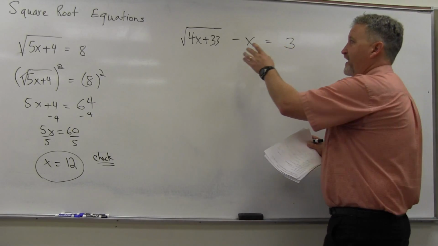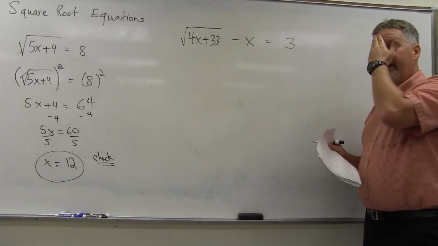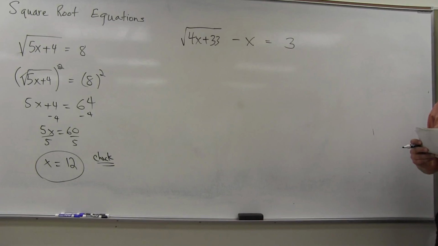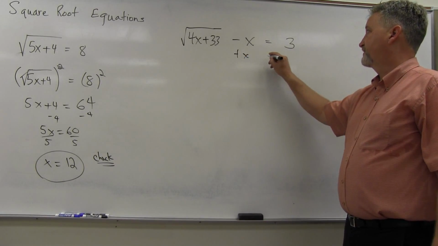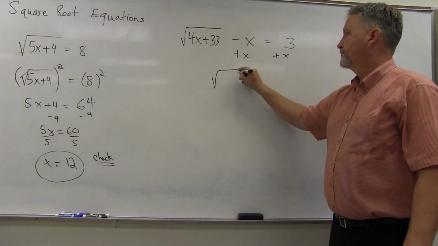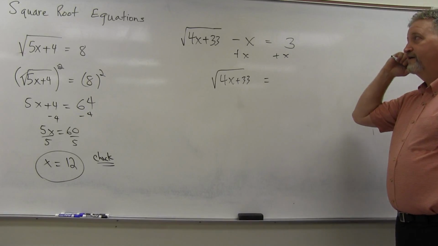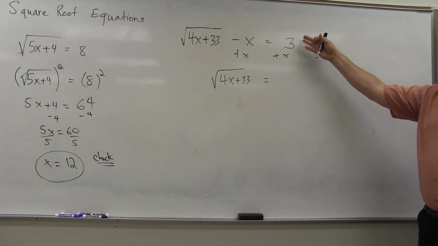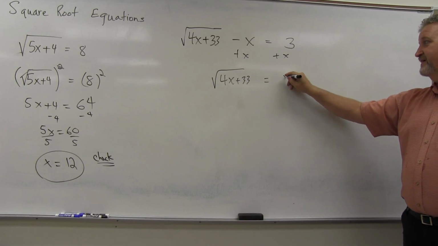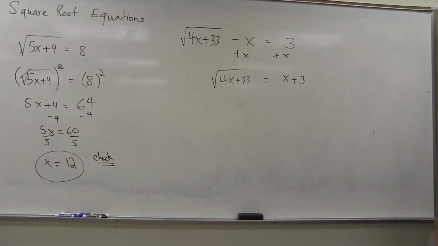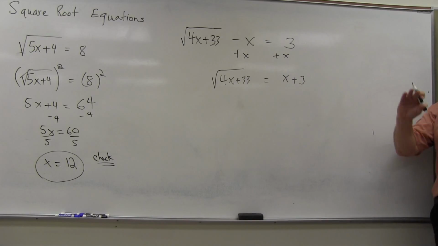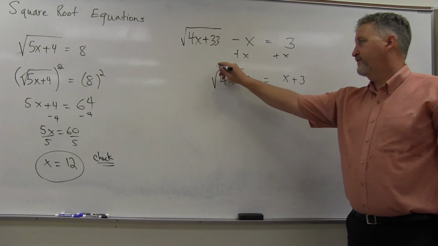In this case, I've got a square root, but then I have an extra piece there. So I've got to get the square root by itself. I'm going to add the x here first of all to get the square root by itself. And then the other complication, that doesn't combine. It's just x plus 3, or 3 plus x. But we do have the square root on a side by itself, and so we can do our squaring of both sides now.